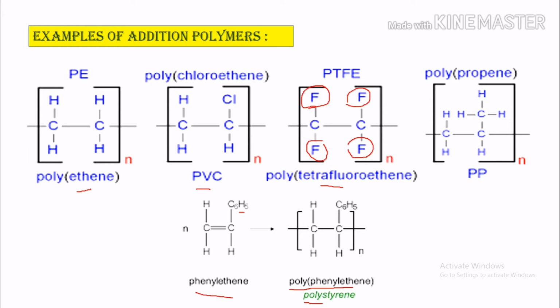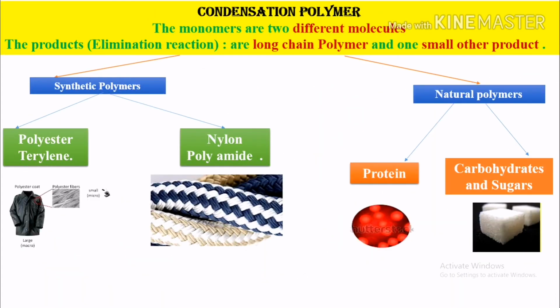All addition polymers are made of alkenes only. All alkenes are unsaturated compounds, converted into polymers, converted into saturated compounds, but we still give it the name polypropene, polyethene, polyphenylethene. So we give it the general name of its monomer. Don't convert it into a saturated compound. You can't say polyethane. It is wrong. Okay? Next type of polymers is condensation polymers.